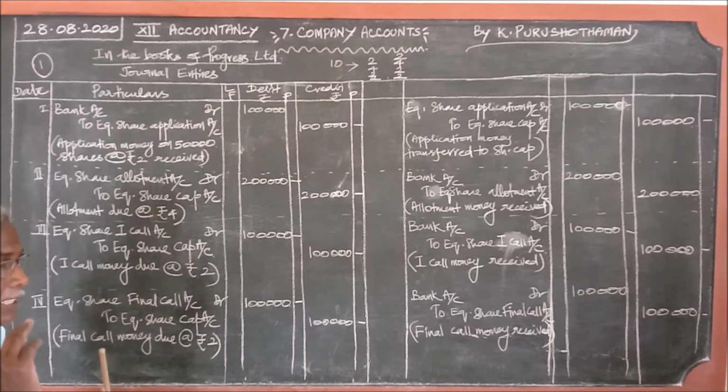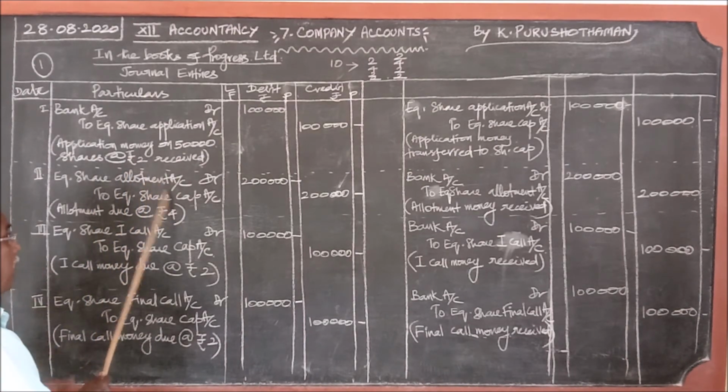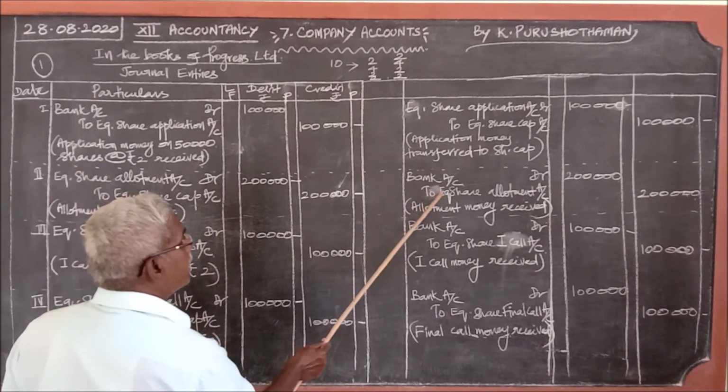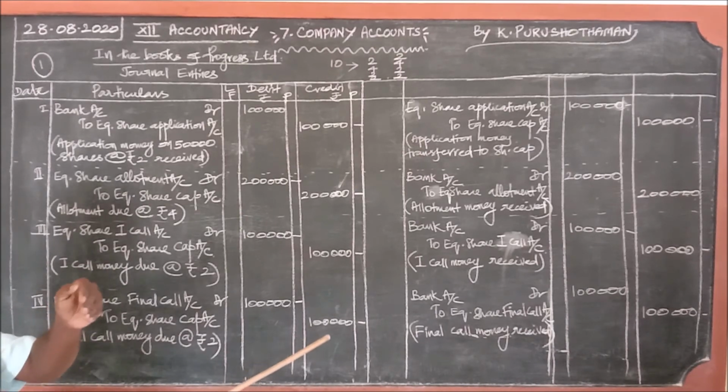After considering the application, you are allotted the shares. After the share allotment, what happens? They will send a letter for the payment of allotment money. If you pay the allotment money, this is the journal entry. After some time, after giving a month's notice, you will be sent a letter asking you to pay the first call money. The instruction will be in the letter.